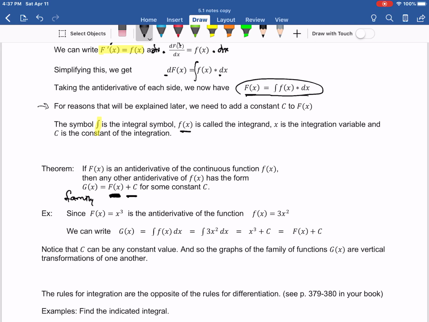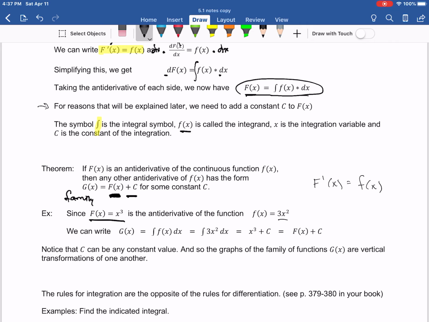All right, so for this example, to see how this theorem is put together, we have big F of x equals x cubed. This is said to be the antiderivative of the function little f of x, which is equal to 3x squared. In other words, if I find big F's derivative, I should get little f. And if you check that out real quick, you'll see that you do. If you take the derivative of x cubed, you get 3x squared. And that's what makes big F the antiderivative of little f.